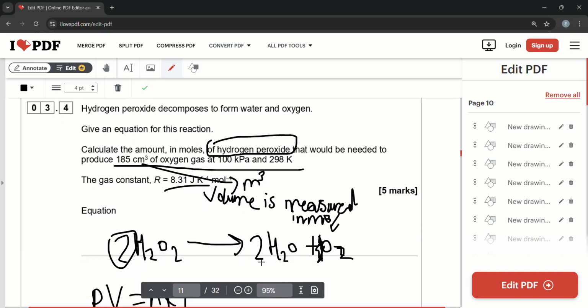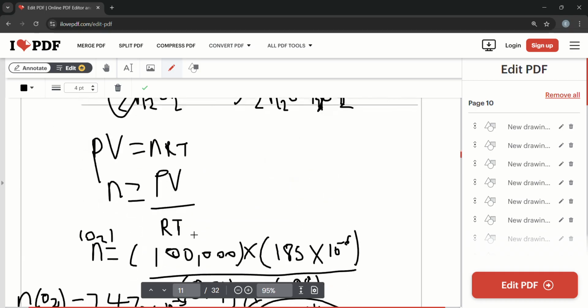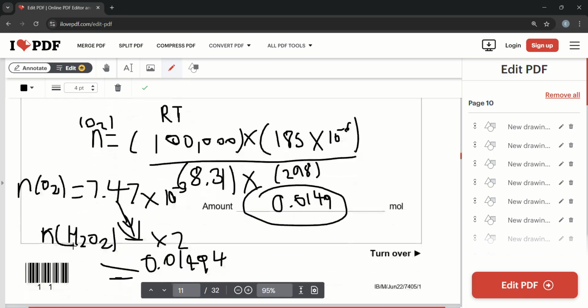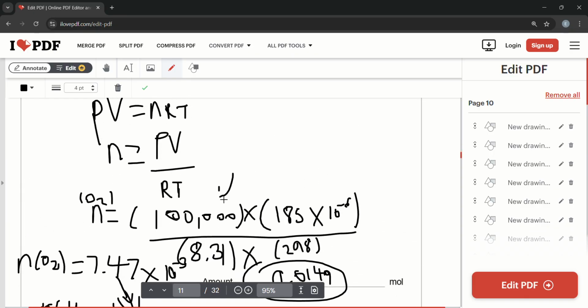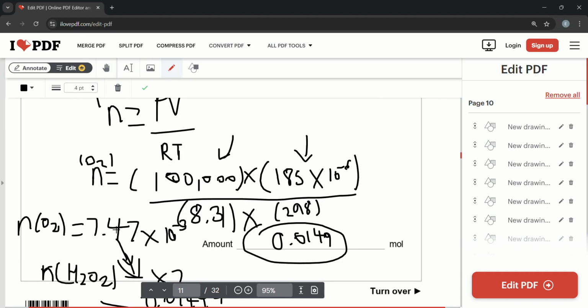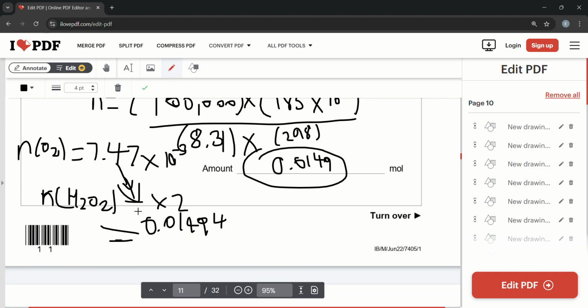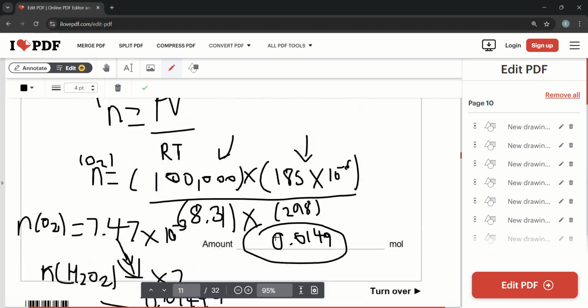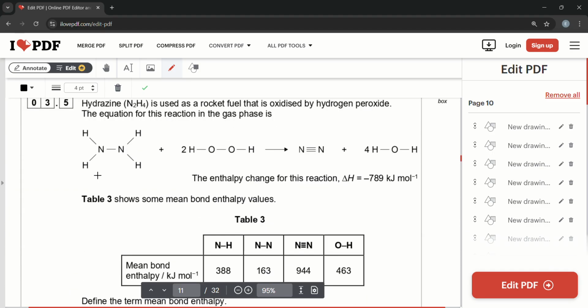So 2H2O2 arrow 2H2O plus O2, and then PV equals nRT to find the moles of oxygen. Make sure you know the units. The hardest part for these questions is knowing that the temperature or the pressure or the volume is not in the correct units, and converting into the correct units. And then you can find the moles of hydrogen peroxide by timesing it by 2. And if you use the correct units, you should get 0.0149 mole, the correct answer.